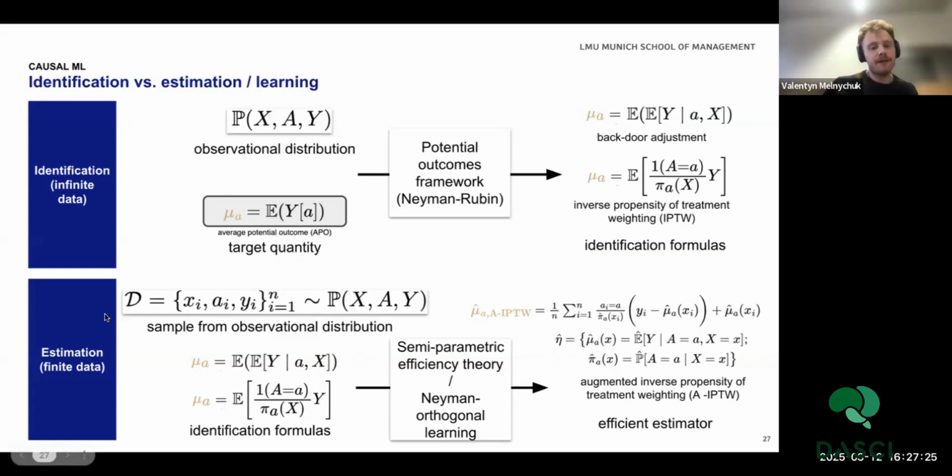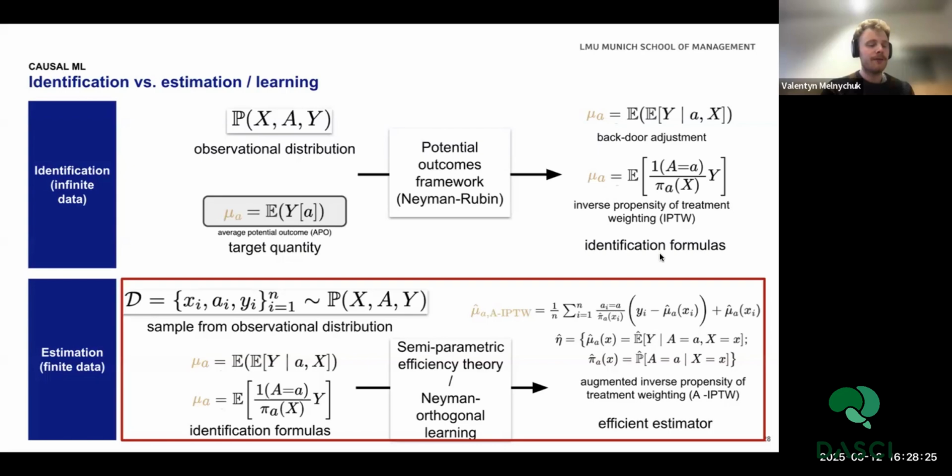But if we actually just have a finite amount of data, of course, we can just estimate the parts needed for this formula calculation and then plug them in. But there is a better, more efficient way, efficiency in the statistical sense, meaning we can design an estimator with the lowest variance possible. And here we use the achievements of the semi-parametric efficiency theory. It's also called Neyman orthogonal learning, which would give us an estimator which, intuitively speaking, combines both formulas and achieves the lowest possible estimation error. Sorry.